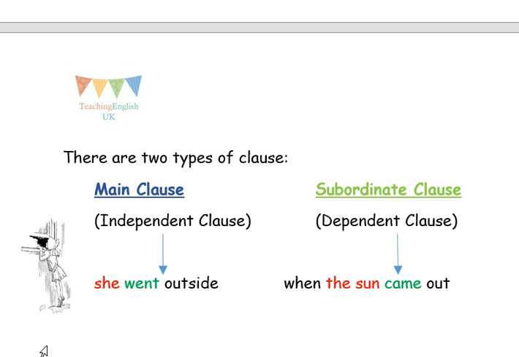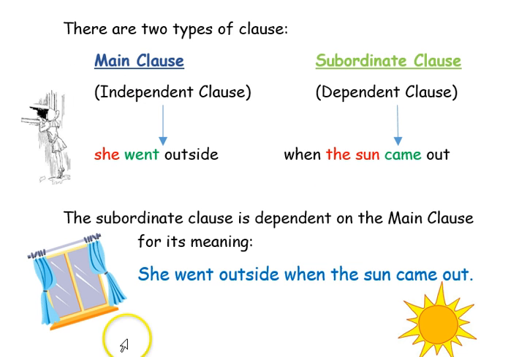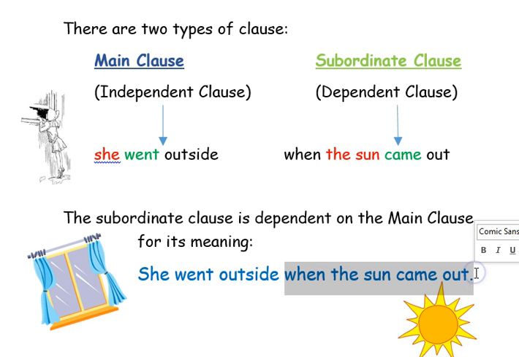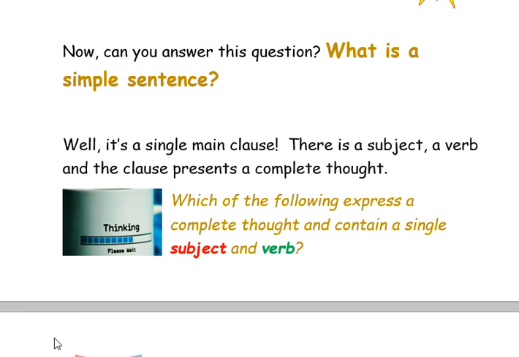There are two types of clauses. A main clause, which is your complete thought with your subject and your verb. And then you have a subordinate clause where you've got your subject and your verb, however it doesn't make sense. If I came up to you and said when the sun came out, you would ask what happened next. The subordinate clause is dependent on the main clause for its meaning. So now this sentence, there is the main clause and then we have a subordinate clause, and together we have a sentence.